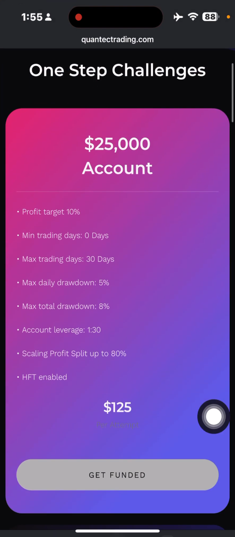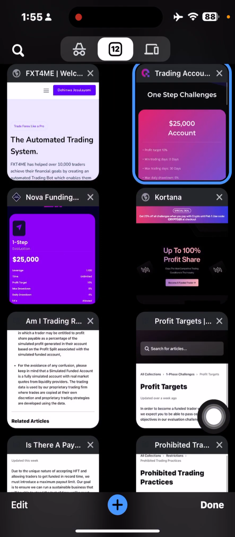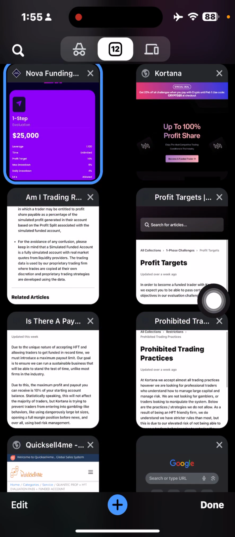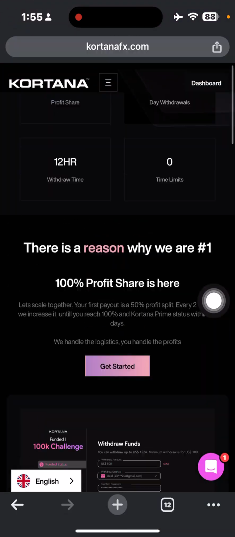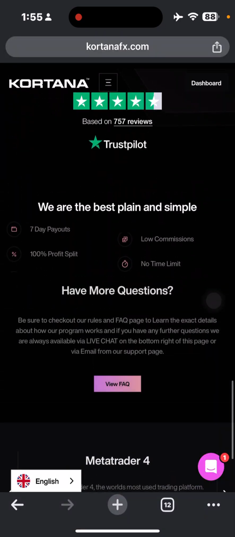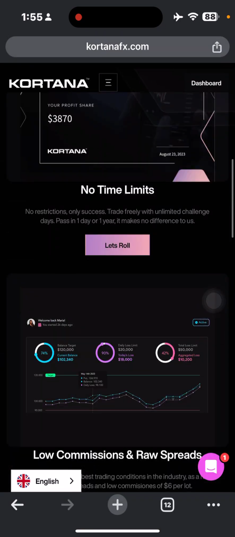Let's go on. Back to Nova, they have different leverage. This one has better leverage than the other one. They have unlimited time. Their target is 10%, this one is 8%, while their daily drawdown is 4%. Nova has 4%, while Quantec has 5%. Let's go back and check so that you can verify it again. Sorry, let me just go back a bit.